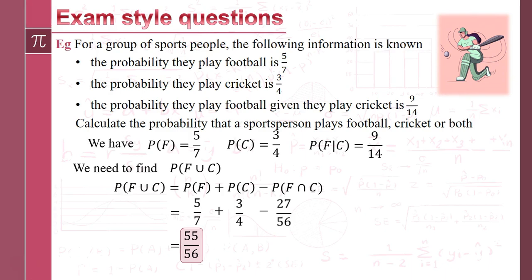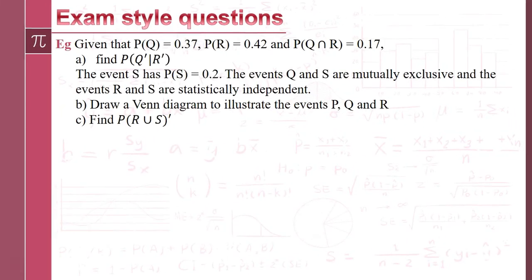Right, final example I'm going to do. We've got probability of Q 0.37, probability of R, and we've got probability of Q intersection R. And the first thing is find not Q given not R.